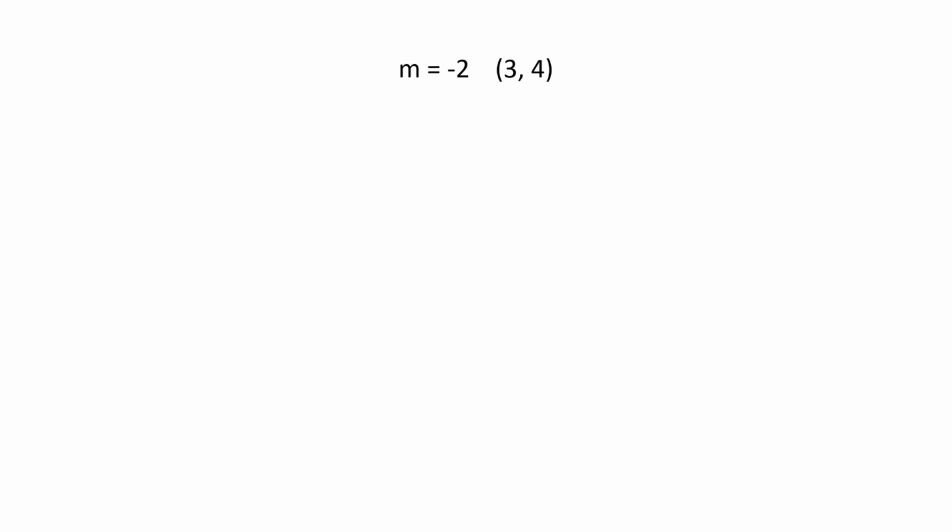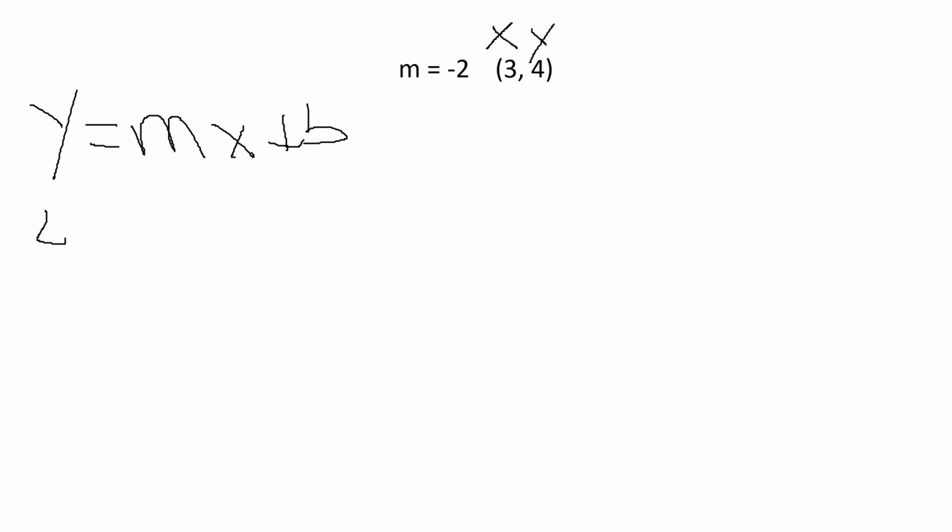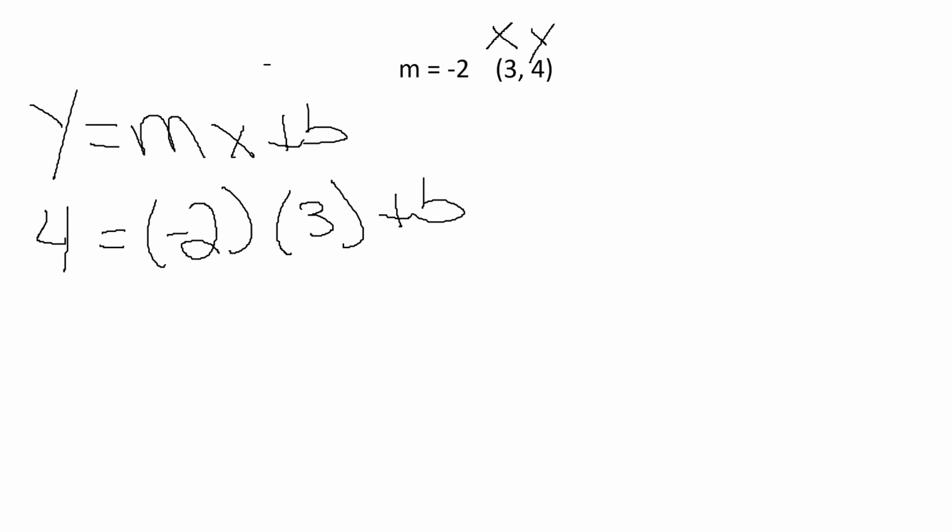Again, the directions will tell you to find the equation of a line given some information. The equation is y equals mx plus b. I'm given my m, I am given a value for x, and I'm given a value for y. I'm going to plug those in. Y is 4, m is -2, x is 3, plus b. Everything I need is right here, and this should be in my brain, y equals mx plus b.